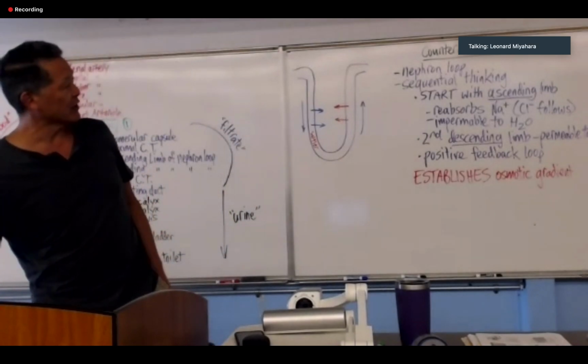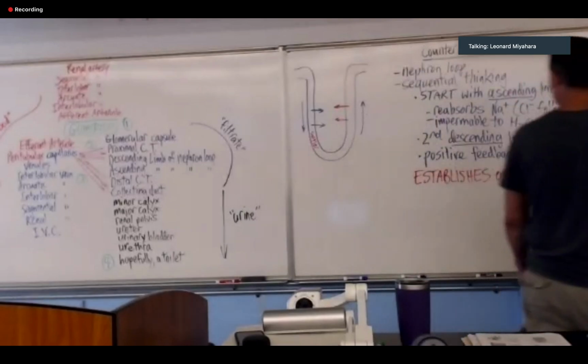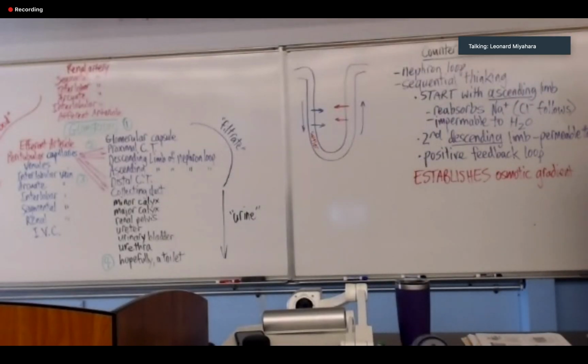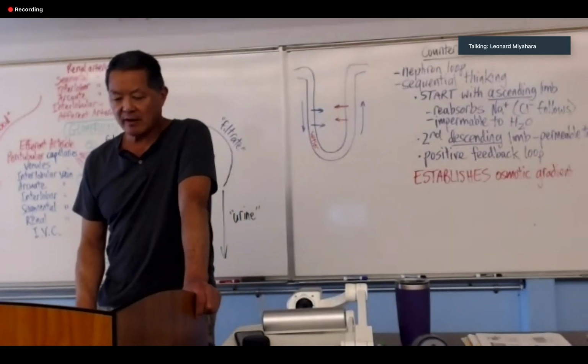Okay, now let's go to the exchanger. When we're talking about the exchanger, we're not talking about the nephron loop. We are talking about the vasa recta. But here, just like the nephron loop has an ascending and descending limb, you have to understand the vasa recta as having ascending and descending limbs too. It's the peritubular capillary that parallels the nephron loop. So you have the ascending vasa recta and the descending vasa recta. Okay?